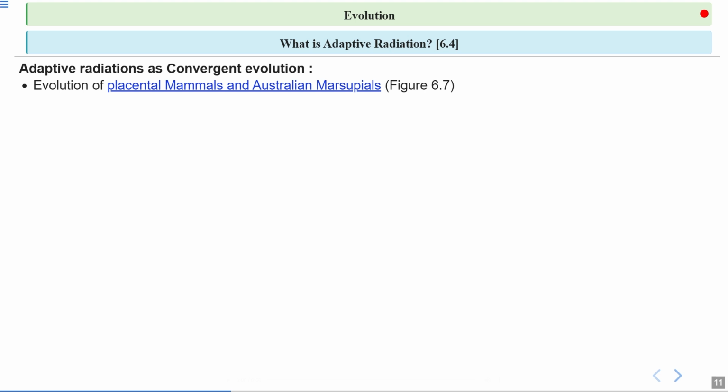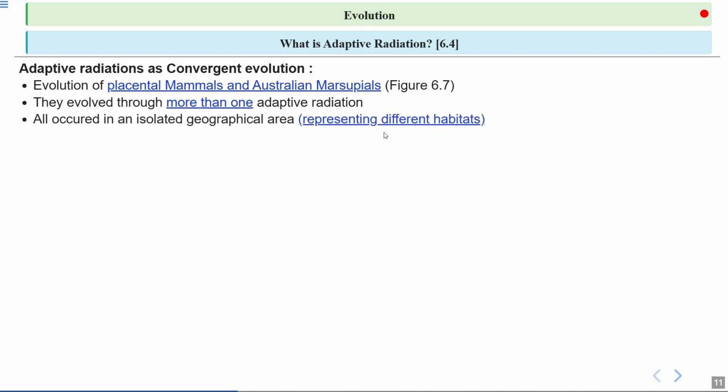It is the evolution of placental mammals and Australian marsupials, which evolved through more than one adaptive radiation. One is in placental mammals, one in Australian marsupials. All of this occurred in an isolated geographical area representing different habitats. This is clear. So all of this is occurring on the Australian continent. Both of these are adapting to their environment. This is considered convergent evolution.